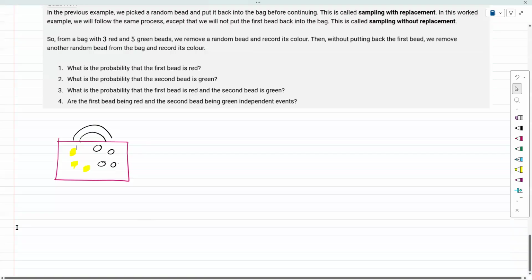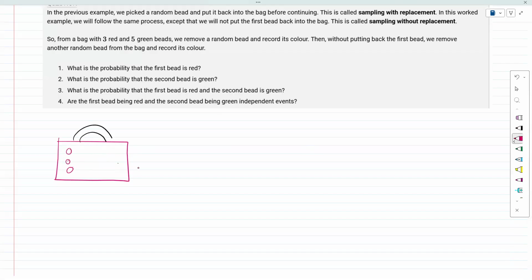Let's change our bag. So from the bag, we have 3 red marbles. Let's put 3 red marbles. 1, 2, 3. And 5 green marbles. 1, 2, 3, 4, 5. Okay, cool. What is the probability of the first bead being red? So that means I'm about to take out a red bead and I'm not putting it back. So this would be 3 out of 8, if I'm not mistaken.